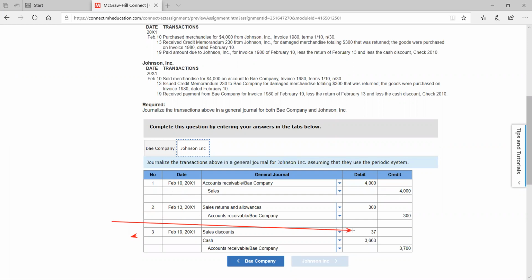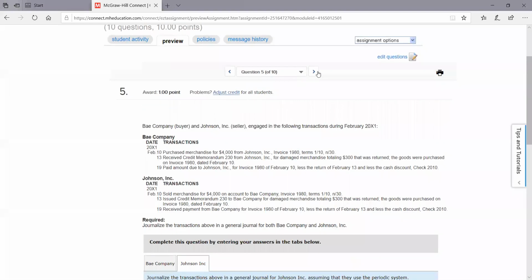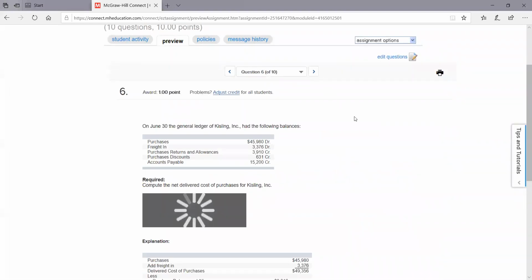For the buyer, it's a purchase discount. You can see how that flips for the seller. So the seller would have debited sales discounts, debited cash, and then credited AR. So again, this is a good problem to try to show you the dual side to the effect of the buyer and the seller, and how essentially they mirror each other, but each of them have different transactions. All right, that's number 5.